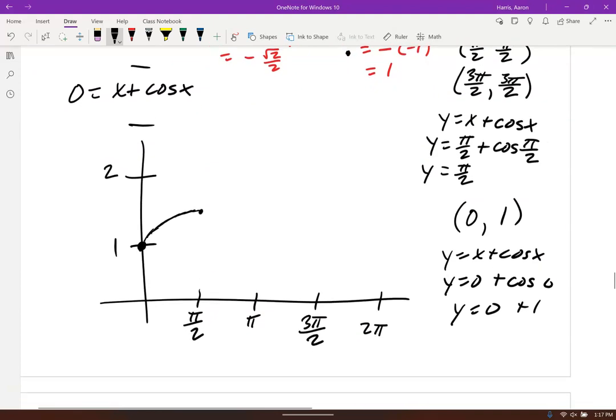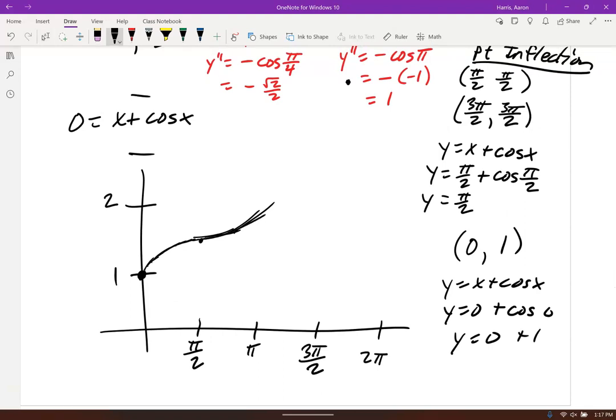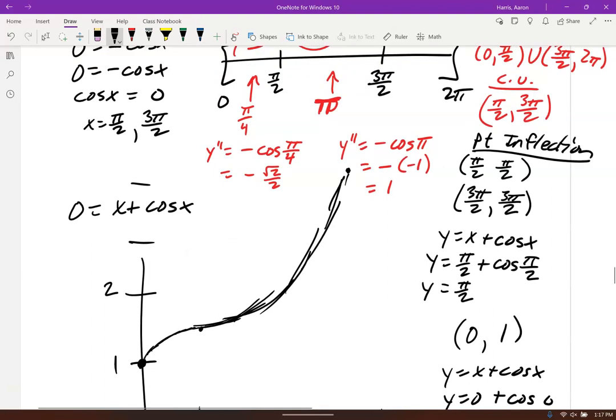continue to increase, but we got to switch concavity, so up, so we kind of go up, and then we have a point of inflection at 3 pi halves, so this stays concave up, but then we have a point of inflection, and we'll switch to concave down until we finish. And that's kind of a decent graph of that, at least with a few points.